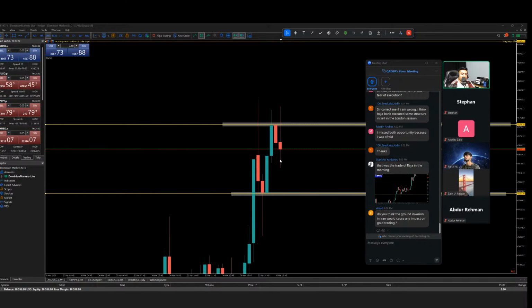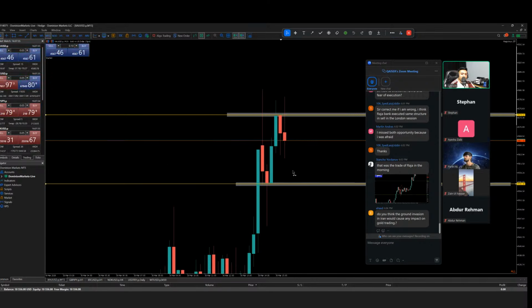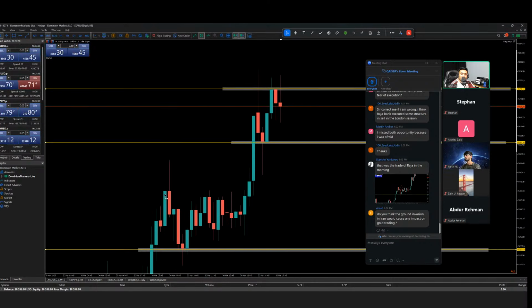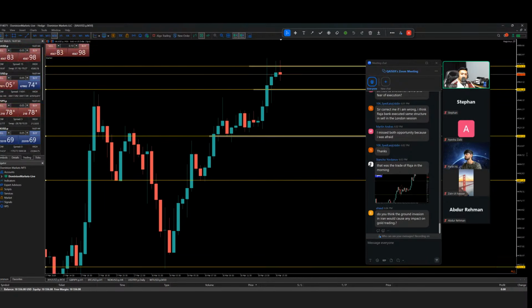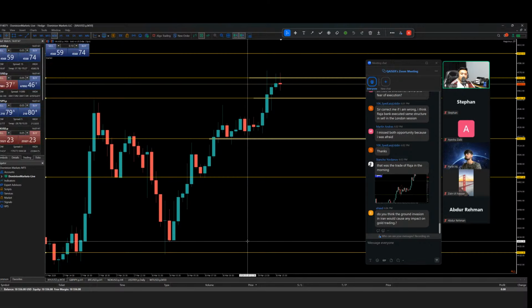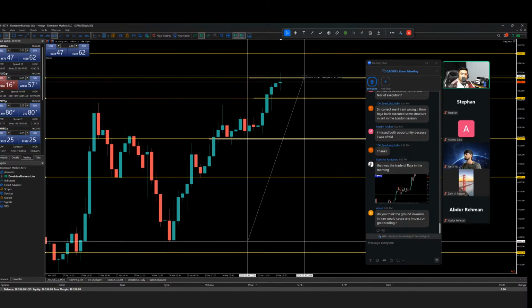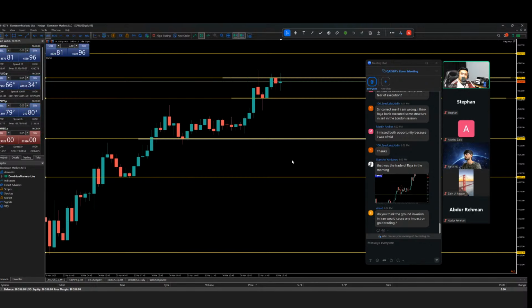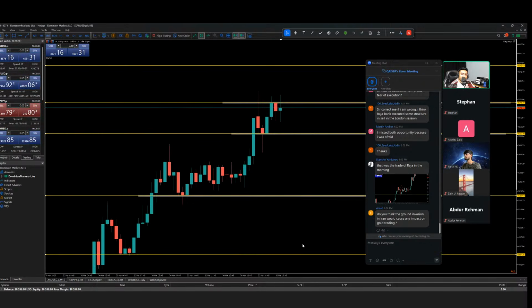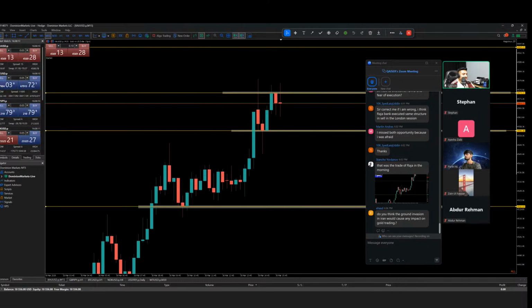So, do you think the ground invasion in Iran would cause any impact on gold trading? I think it already impacted. Look at this one. From the beginning of today, look how much it moved. Is it started from here? I think it started from here and moved almost 1400 pips. What else do you need from this invasion actually? I think it's already done with this impact. So now Mr. Powell's speech is going to bring something to the table. Yes, that makes sense.